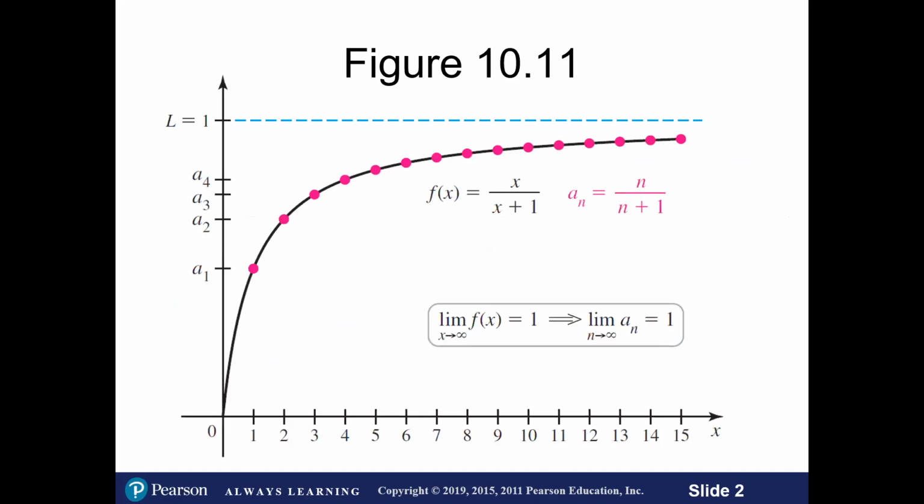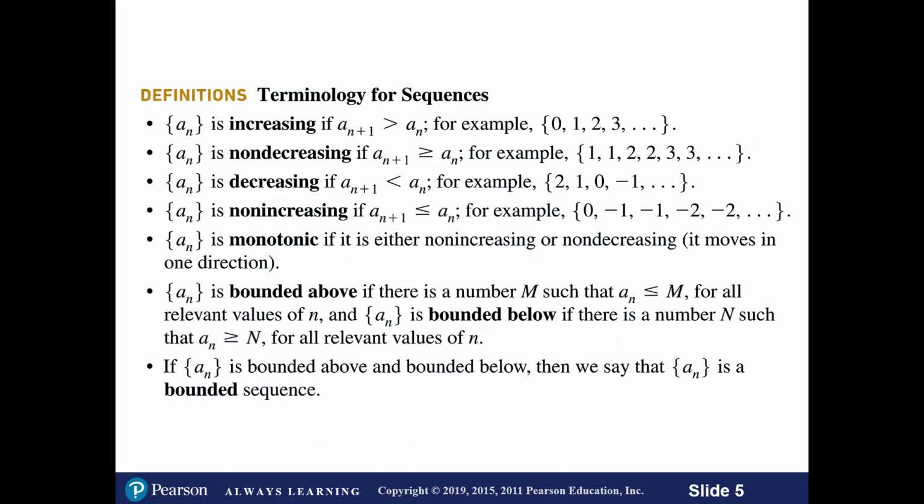And the boundedness is for all relevant values of n. So going back here, for example, if we define this sequence for n equals 0, 1, 2, and so on, then all we care about are the values of n for which the sequence is defined. So I would say that this sequence is bounded because for all the relevant terms, it's bounded below by 0 and above by 1. I don't ask what happens if I plug in n equals negative 100. That's not one of the relevant values of n, so I don't need to consider that.